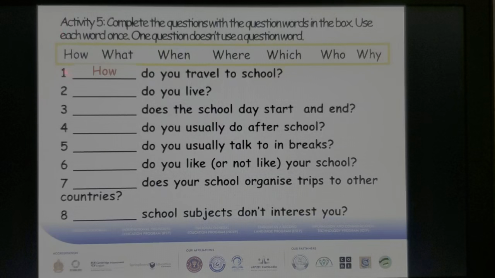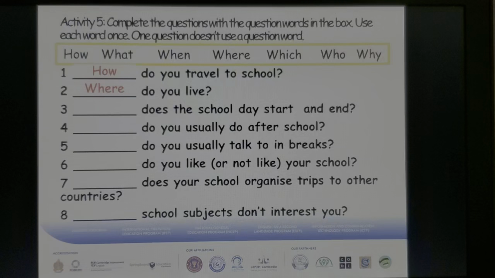So how is already used. Yeah, what, when, where, which, who, and why. So, where do you live? What do you live? When do you live? Where do you live? Which, who, or why do you live? So the answer is where, right? It asks about place. Where do you live?